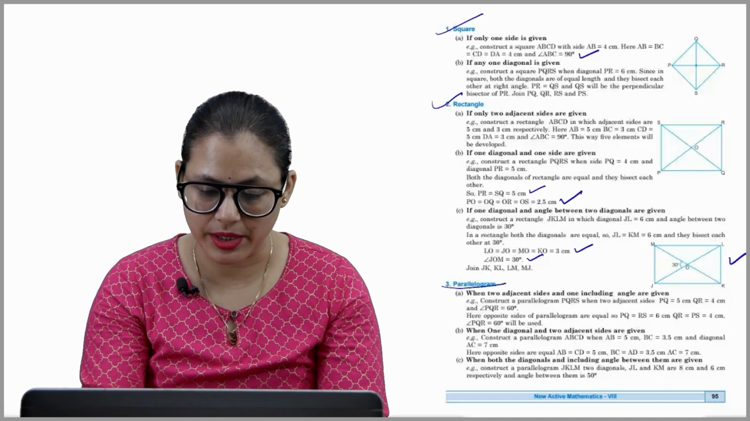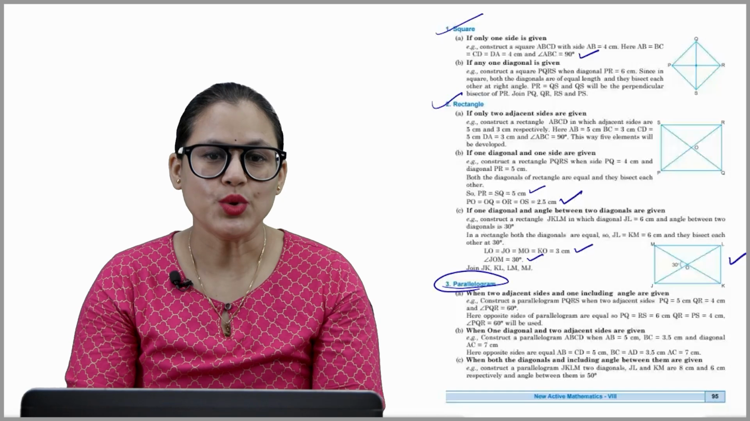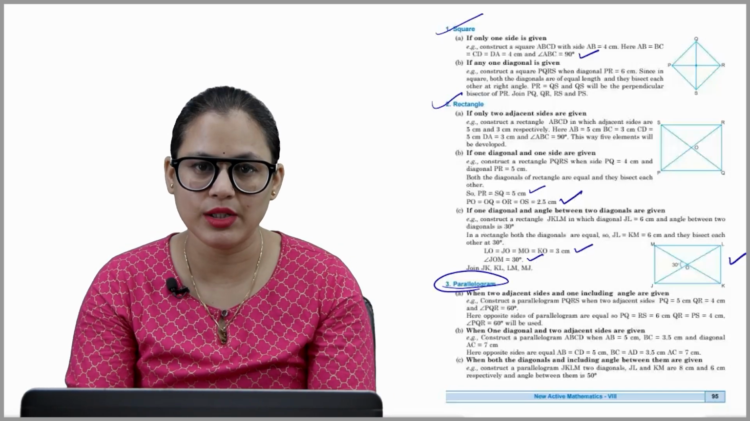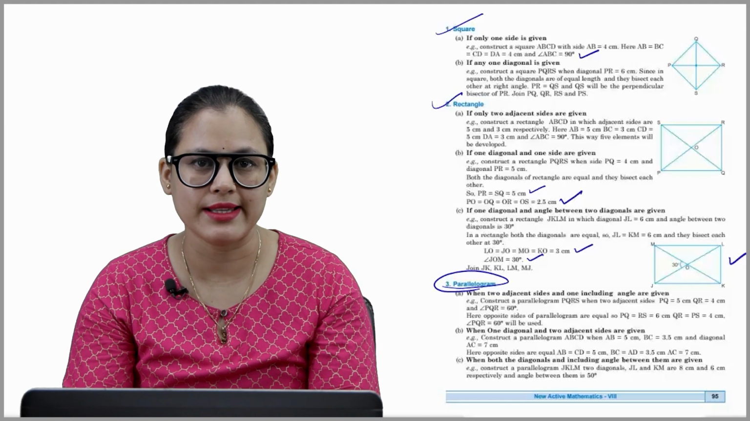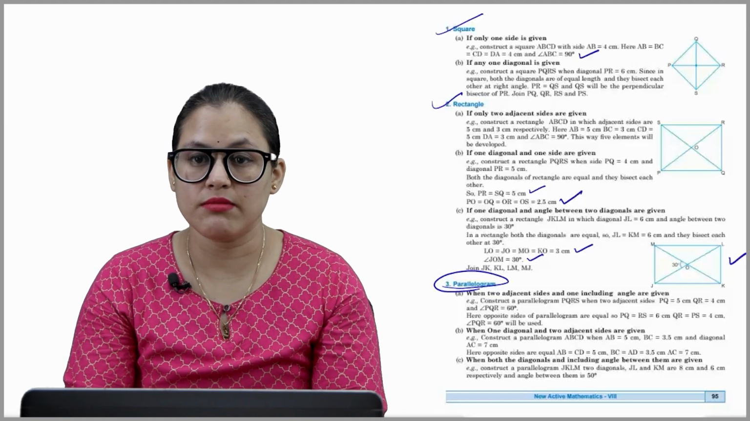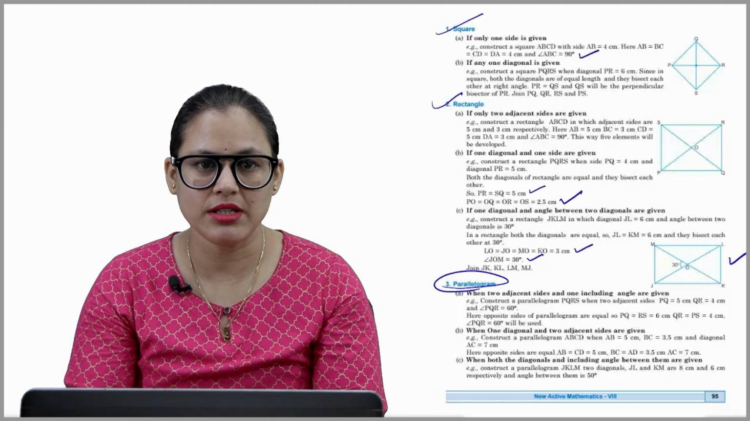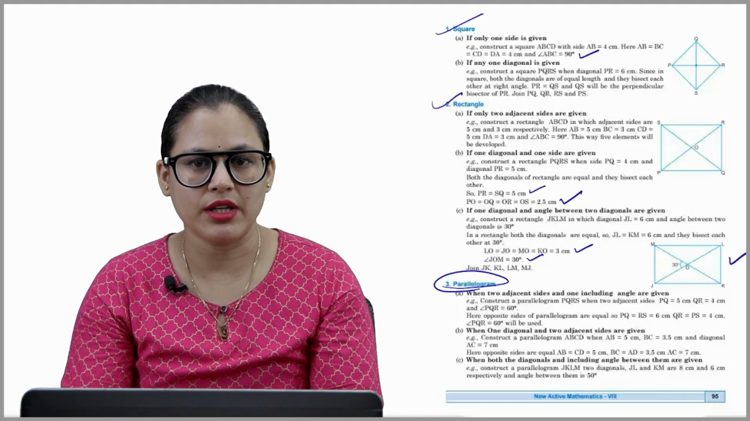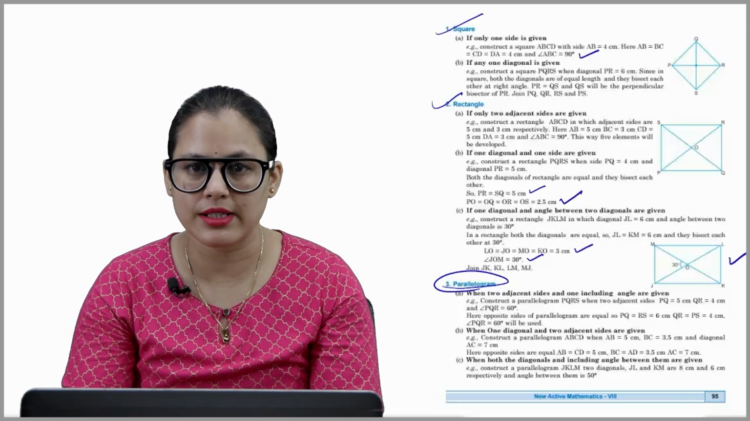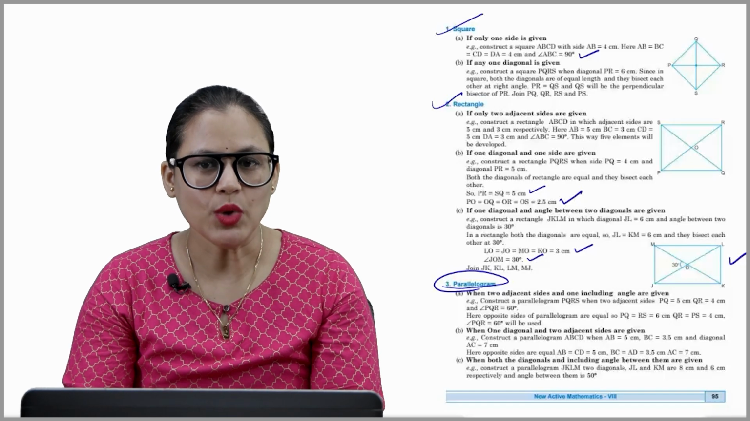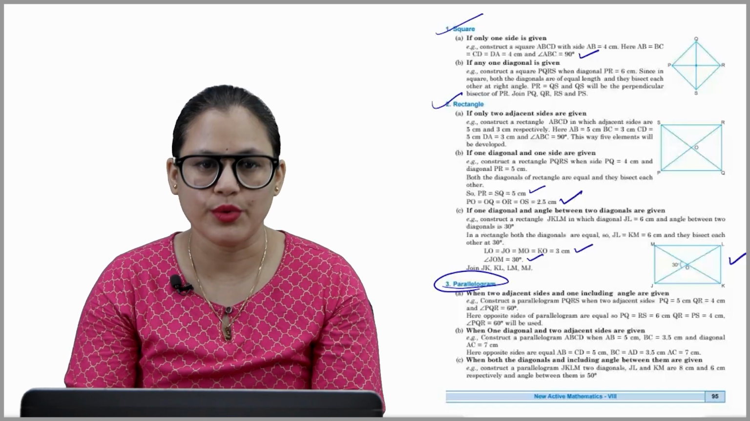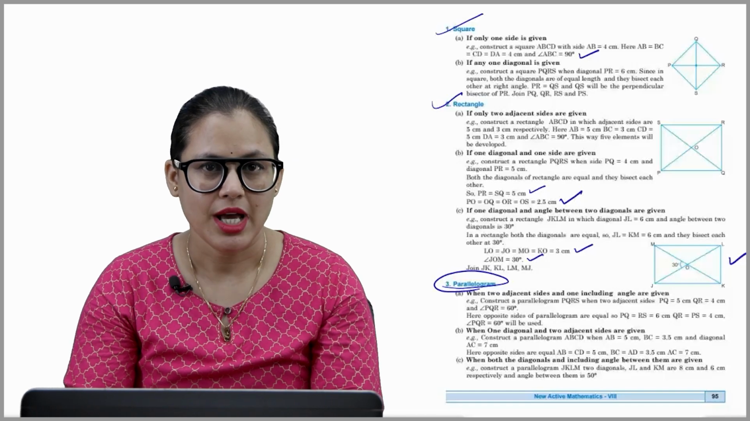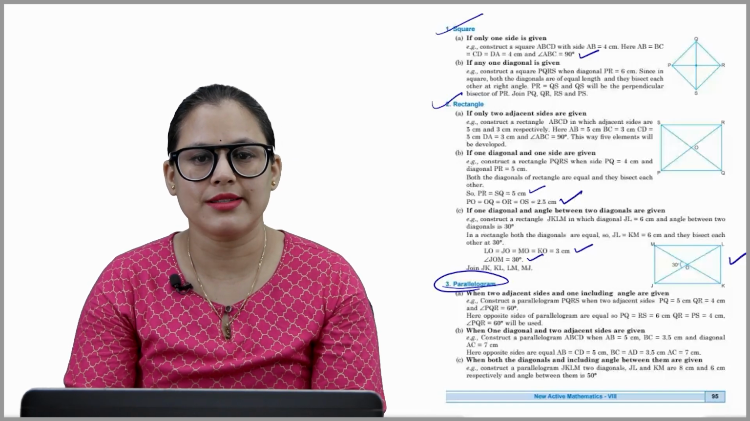Third, parallelogram. A, when 2 adjacent sides and one included angle are given. For example, construct a parallelogram PQRS when 2 adjacent sides PQ equals 5 centimeter, QR equals 4 centimeter and angle PQR equals 60 degree. Here opposite sides of a parallelogram are equal, so PQ equals RS equals 5 centimeter, QR equals PS equals 4 centimeter and angle PQR equals 60 degree will be used.